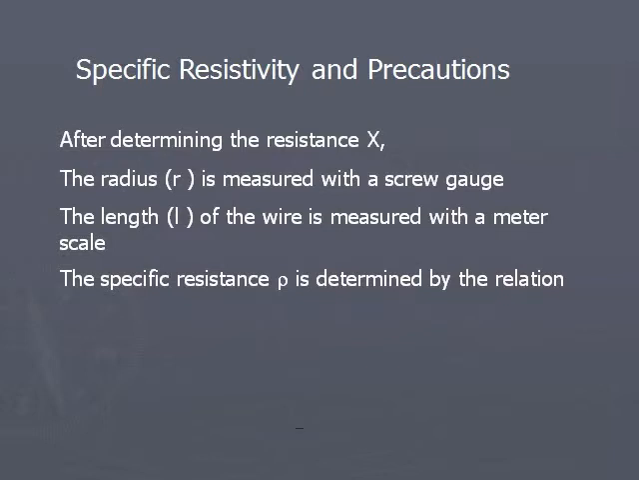Then use the relation for specific resistance or resistivity of the wire: rho is equal to X into pi r square by L. This is the relation that is used for finding resistivity. Using this relation, we calculate the specific resistance.